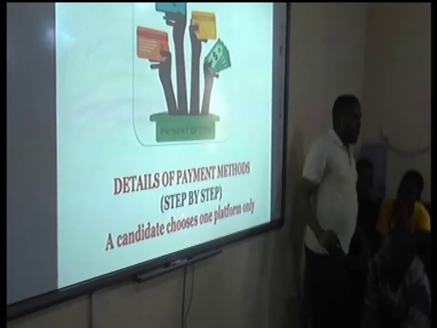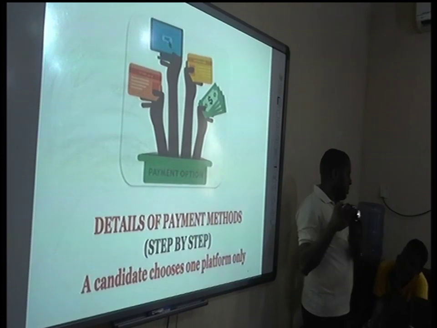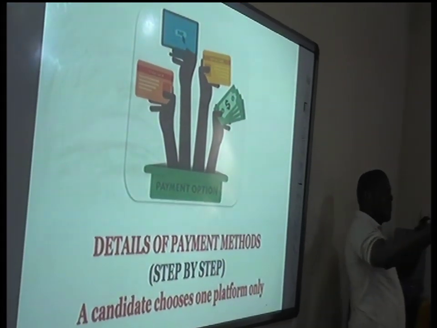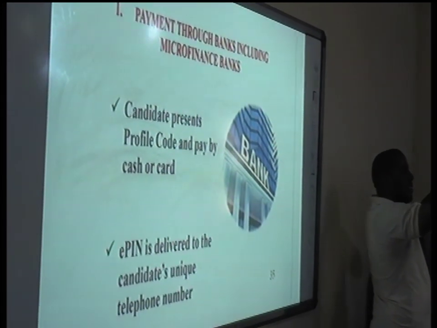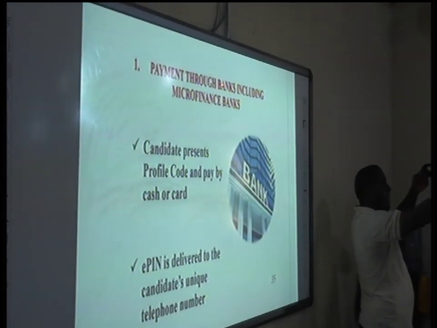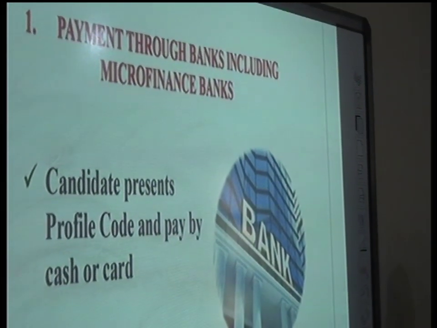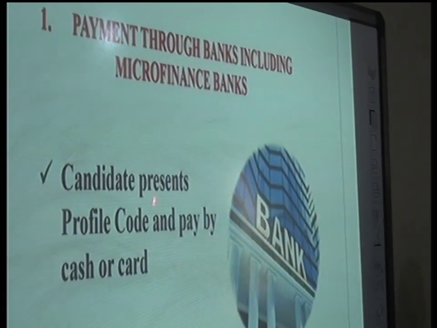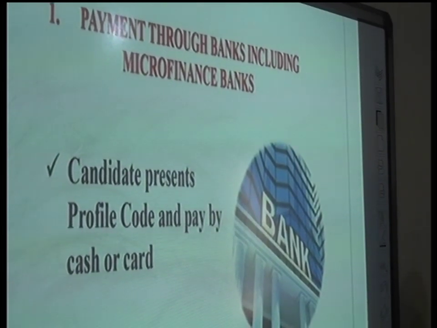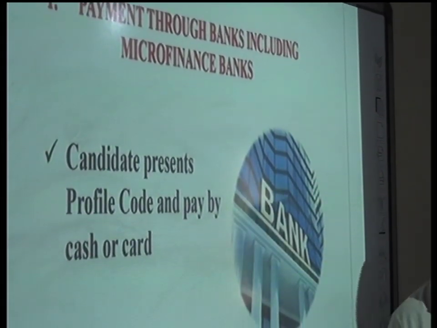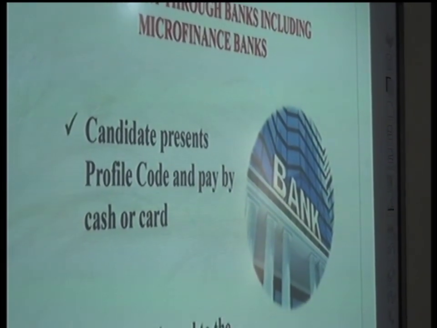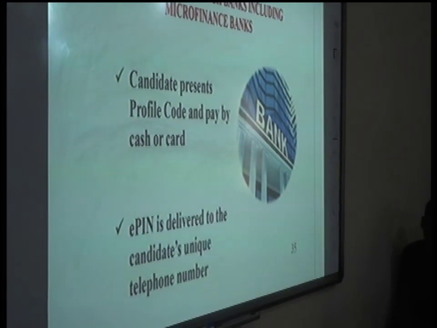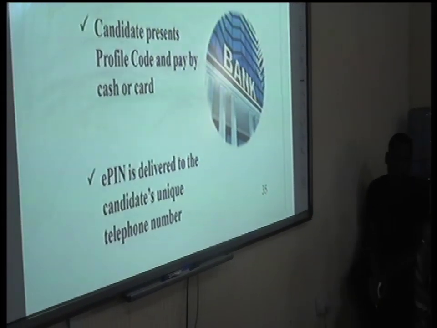Now let's look at the details, the step by step to make your payment and get your e-PIN. Number one, the first means of payment is through the bank. You can pay through the bank. When you go there, you present your profile code. Remember, you sent your NIN to one code, and they sent you a 10-digit profile code. It is that code that you will provide at the center where you are making your payment.